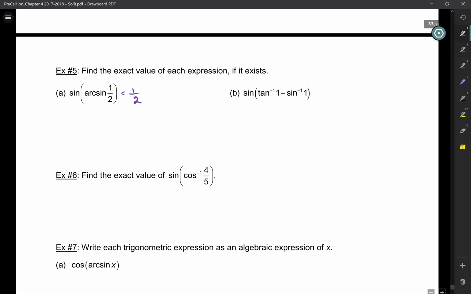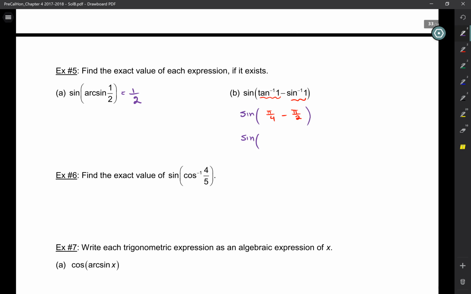Now, the next case is a little bit more exciting. We're going to do order of operations. Parentheses first. So sine of inverse tangent of 1. How much is that? Pi over 4. Minus inverse sine of 1. I just want you guys to be sure. That's pi over 2. Those are the ones that you don't want to be doubting yourselves on.